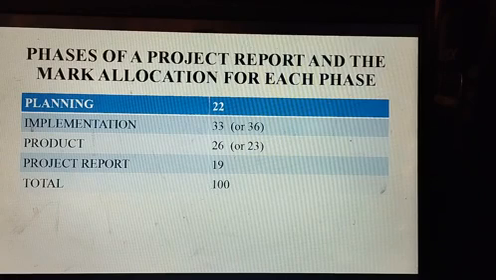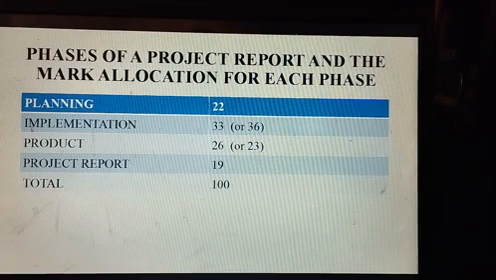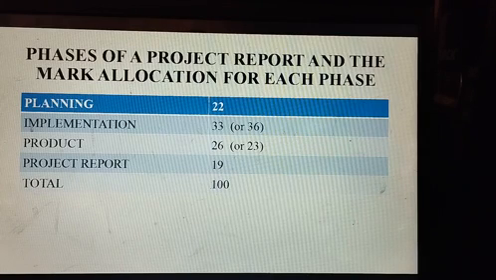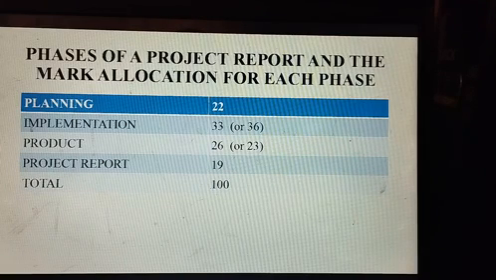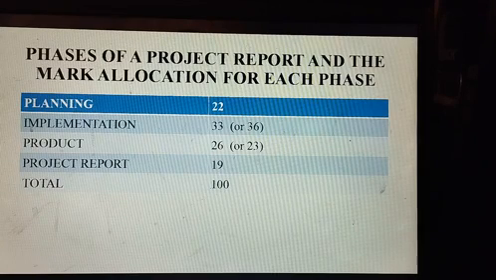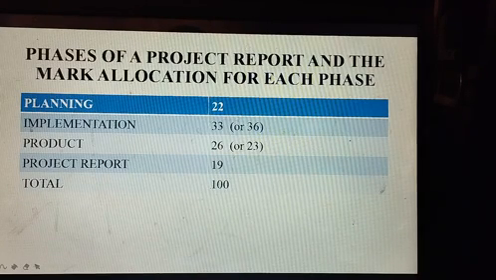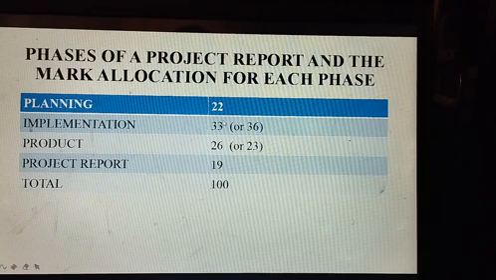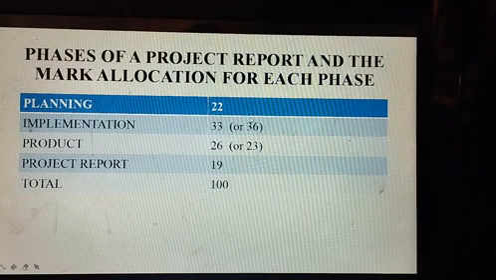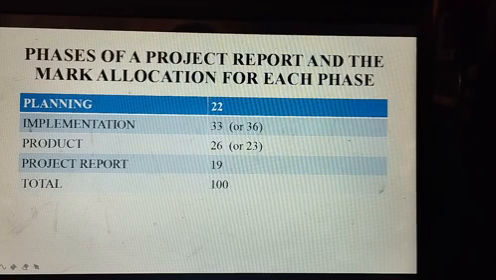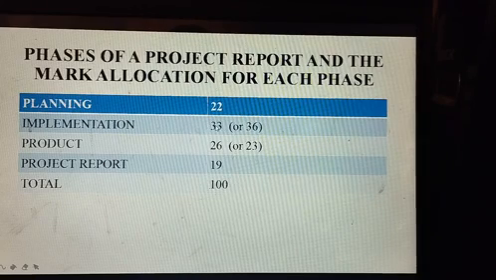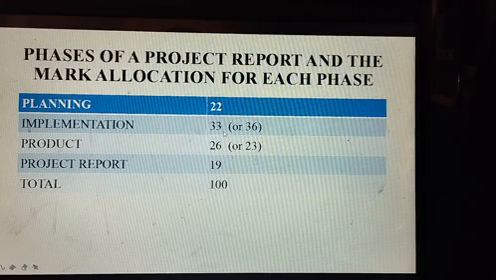Then we have the second phase called the implementation phase, and it may take either 33 marks or 36 marks. And when does it take 33 marks and when 36 marks? It can take 33 if we don't consider environmental friendliness, but if we consider environmental friendliness, it will take 36 marks. We shall see in detail where those marks are coming from.